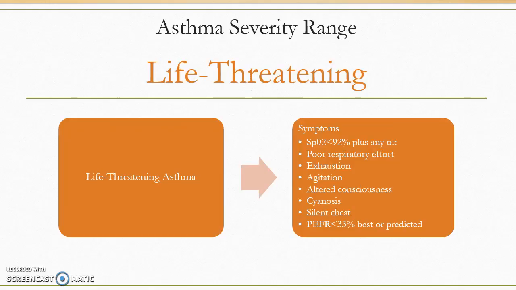For a life-threatening attack, the symptoms are an SpO2 that is less than 92% plus any of the following symptoms: poor respiratory effort, exhaustion, agitation, altered consciousness, cyanosis, silent chest, and a PEFR that is less than 33%, best or predicted.